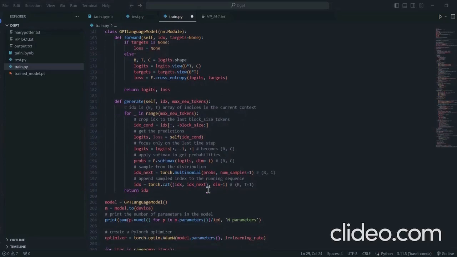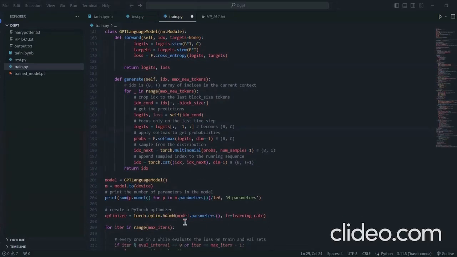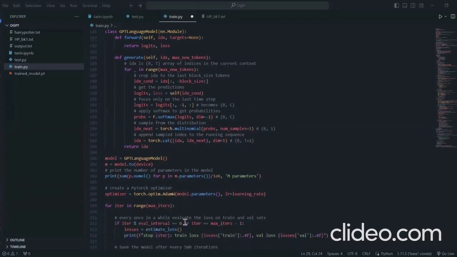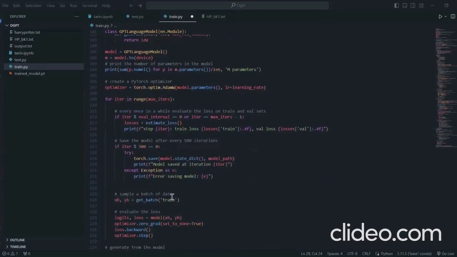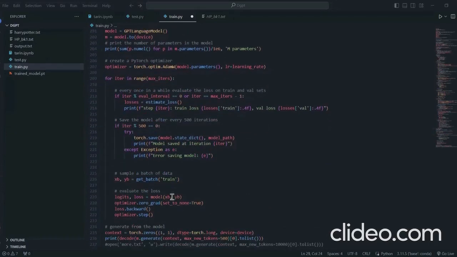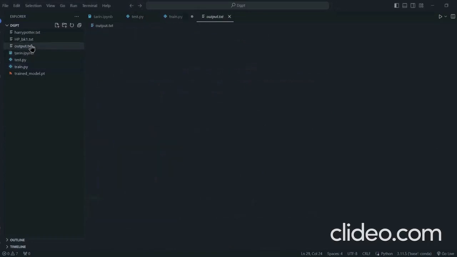The training loop. Finally, the code initiates an optimizer. It iterates over a fixed number of iterations that is mentioned above, evaluating and saving the model periodically. In each iteration, it gets a batch of data, computes the loss, performs backpropagation, and then updates the model's parameters. After this, it took around 1 to 2 hours for this code to train and generate the text.